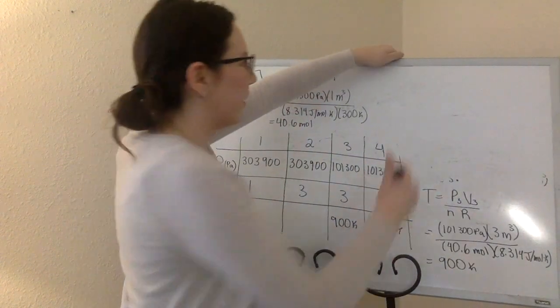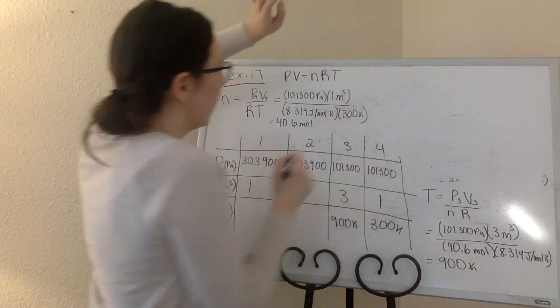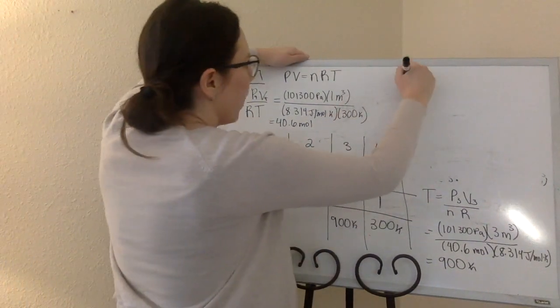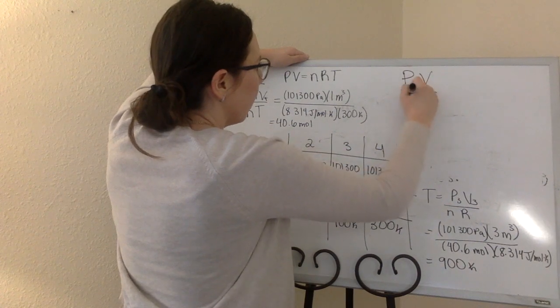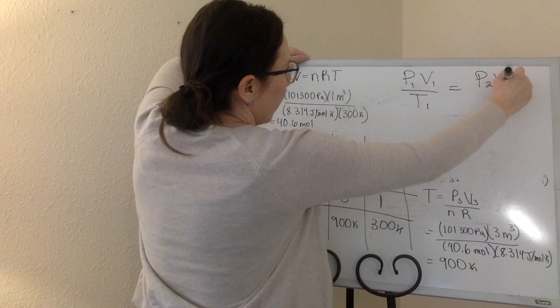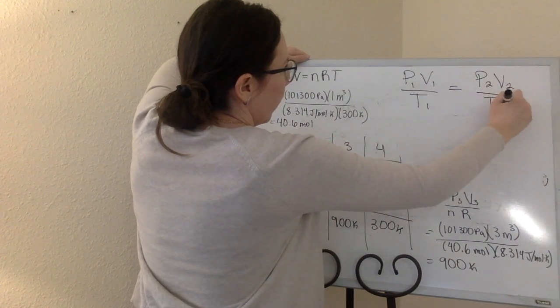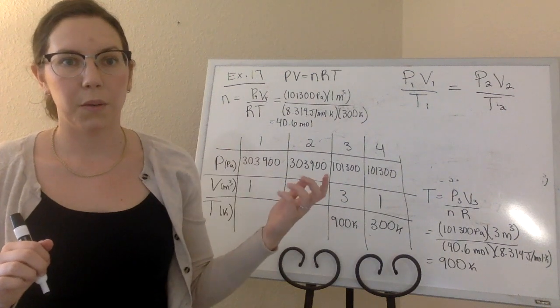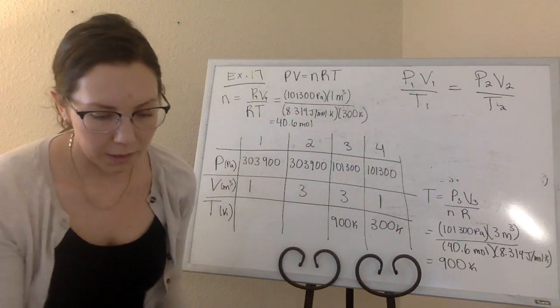The other way would be to use the ideal gas law for transitions. Since we know n and R are constant for each state, we have PV over T, which has to remain constant. For example, if we chose state 1 to state 2, we would have P1V1 over T1 equals P2V2 over T2. And I can show an example.